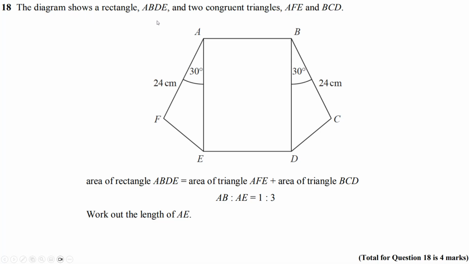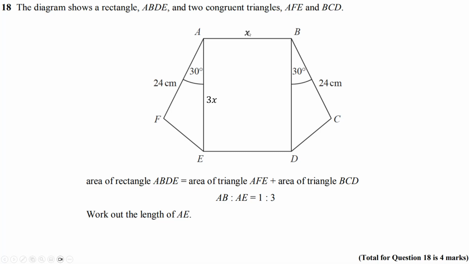The diagram shows a rectangle ABDE and two congruent triangles AFE and BCD. The area of rectangle ABDE is equal to the area of triangle AFE plus the area of triangle BCD. AB to AE is 1 to 3. Okay, well, if we say that AB is just x, then AE is 3x, because it's still in the ratio of 1 to 3. And I've used x instead of 1 and 3, because we don't know what the lengths actually are. We just know it's in the ratio of 1 to 3.